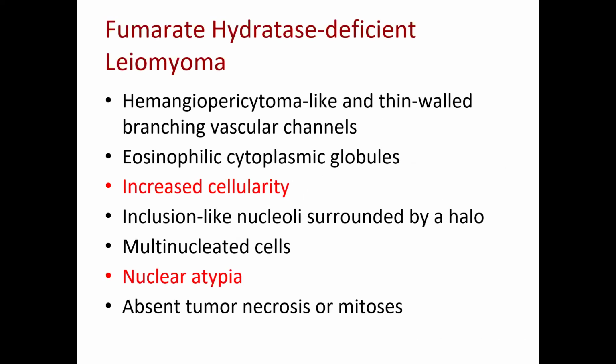So with FH deficient, it is an important entity to recognize. You will have increased cellularity, you will have nuclear atypia, but you don't have tumor necrosis, and you don't usually have the mitosis. And thank God we have the immunostain that can help us close that loop.